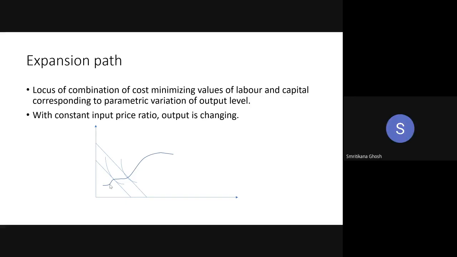That is why I am saying that this is your expansion path, and the expansion path is also an isocline. But all isoclines are not expansion paths, because the expansion path has some additional property, that cost minimizing value. An isocline doesn't have this. So the expansion path is also an isocline which has the additional property of cost minimizing value.